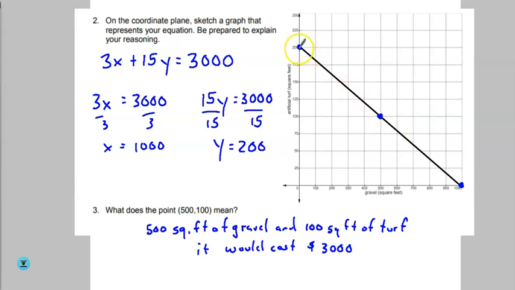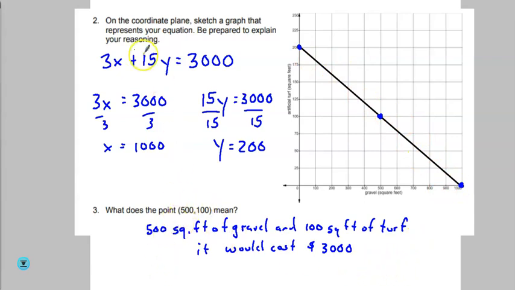If she did just all gravel in her yard and no turf, that's this 1,000 intercept, she could do 1,000 square feet of gravel. That would cost $3,000. Up here, this is saying if she did 200 square feet of turf, she couldn't do any gravel, that would cost $3,000. Then every point in between, those are all $3,000.